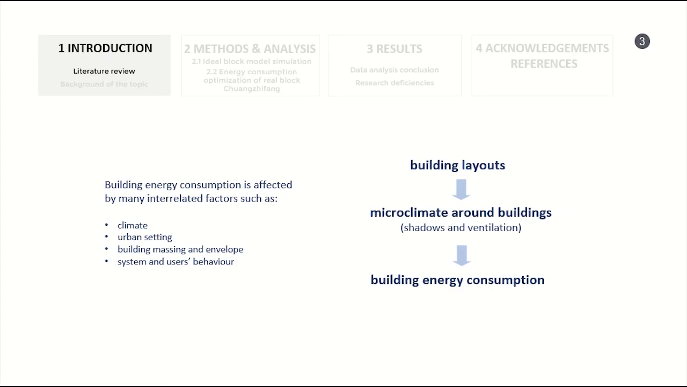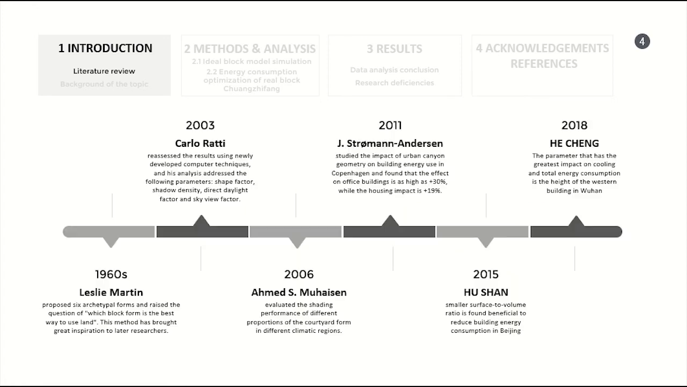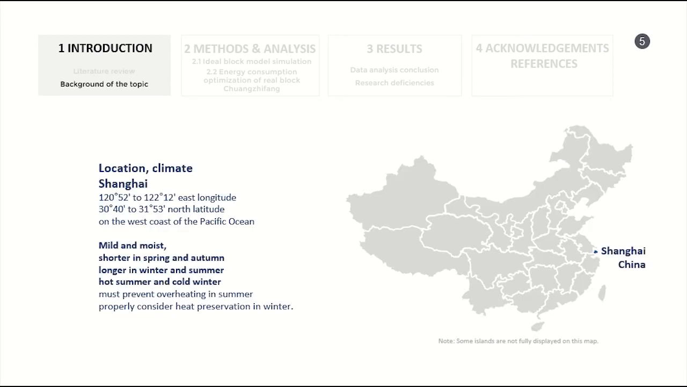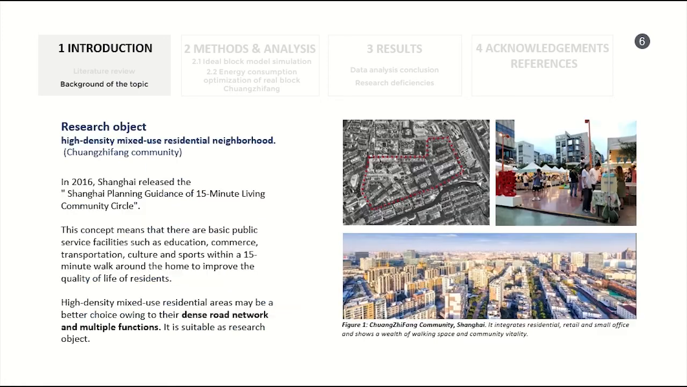Different building layouts will form different shadows and ventilation between buildings, which will affect the microclimate and then affect the building energy consumption. Researchers in many regions have explored related issues. In this paper, the research location is Shanghai. Shanghai is situated in an area with hot summer and cold winter. And I chose high-density mixed-use residential areas as the research object due to its positive development trend.